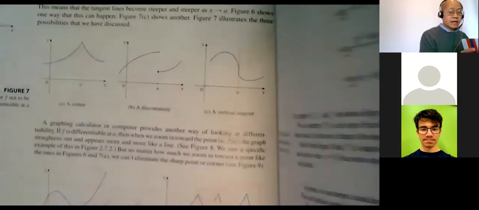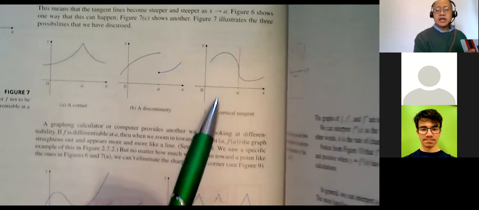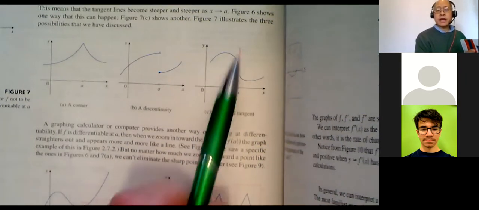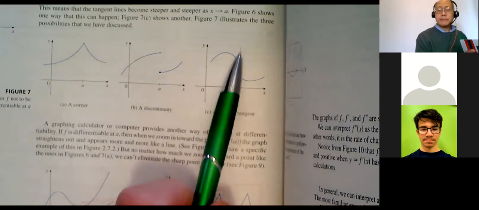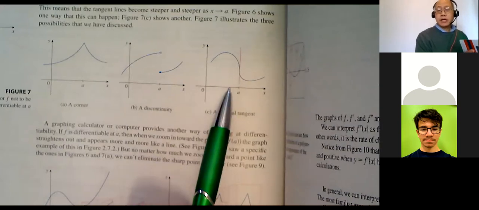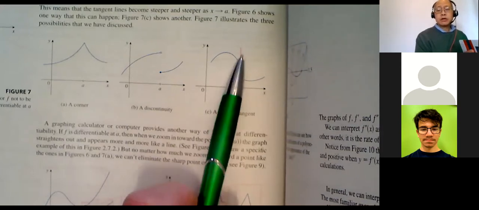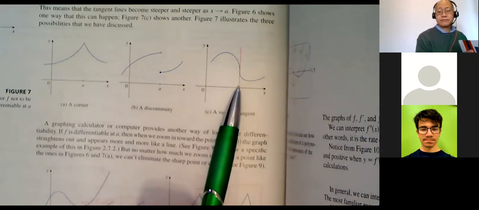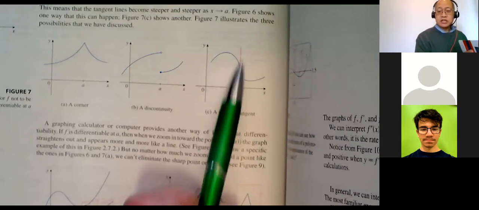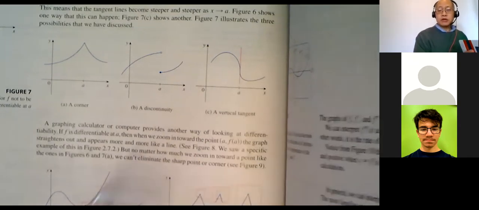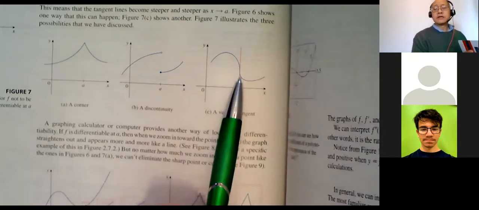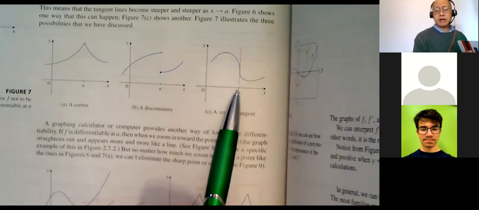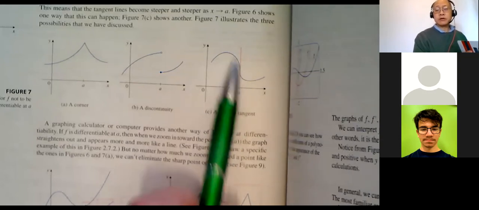Okay, now C, you actually have a tangent. It's a vertical tangent, but it's straight up and down. And what's the slope of a vertical line? Slope of a vertical line is undefined. So there is a tangent, it's smooth, but there's no one number you can call the derivative as the slope. So that's why in this case, we would say the function is not differentiable, even though there is a tangent line.